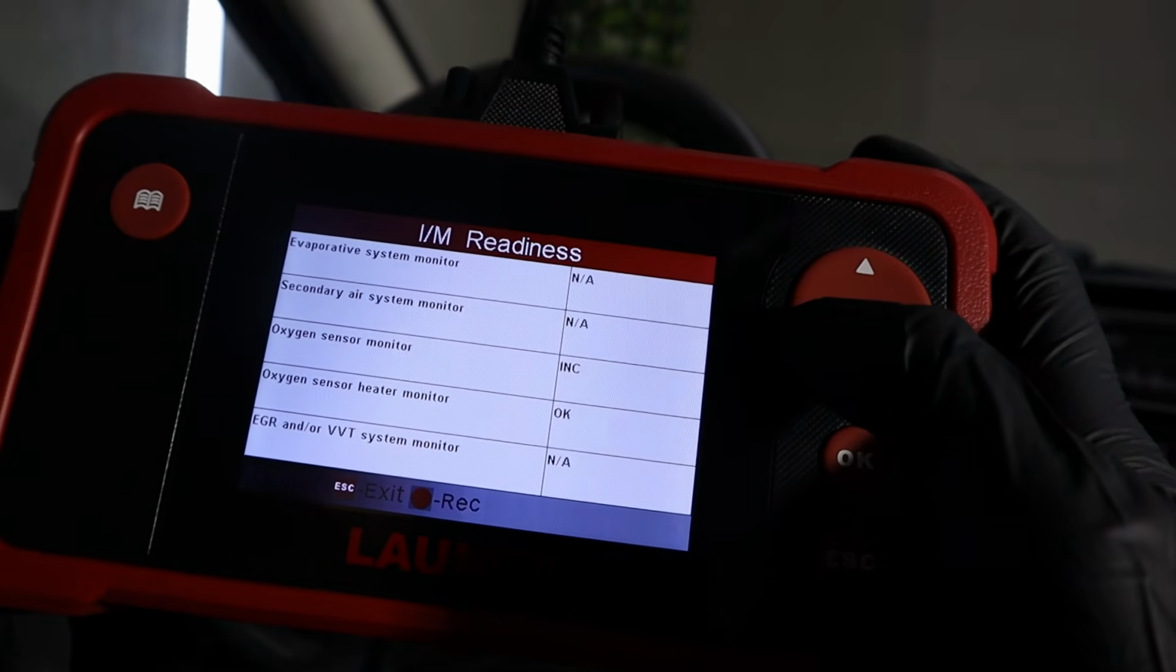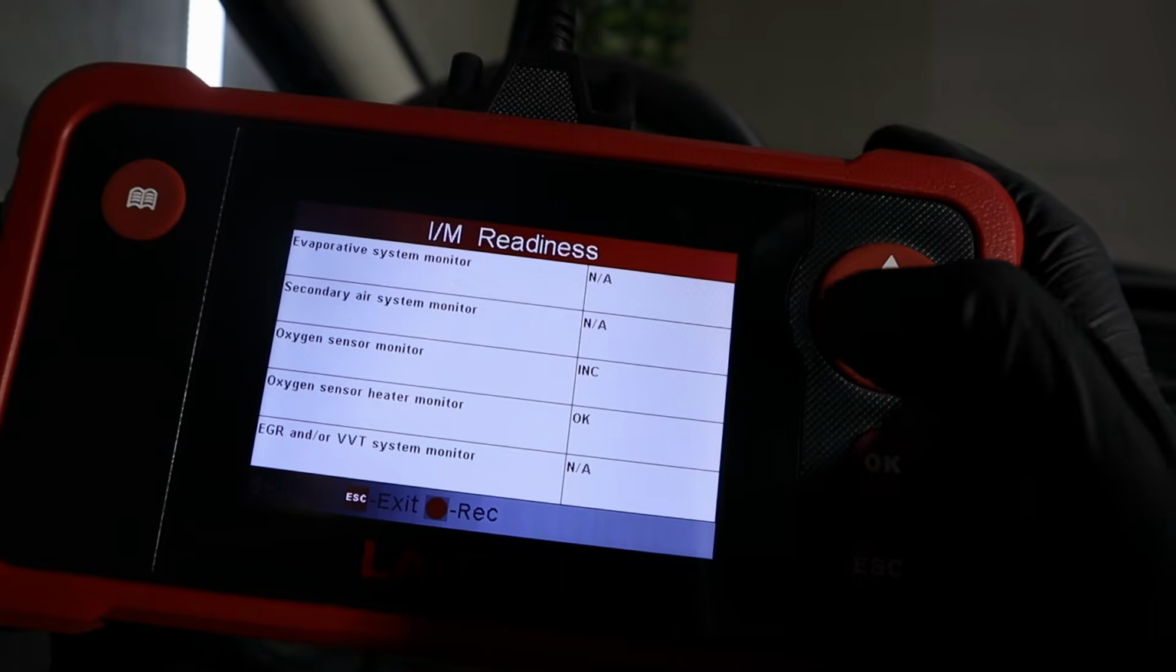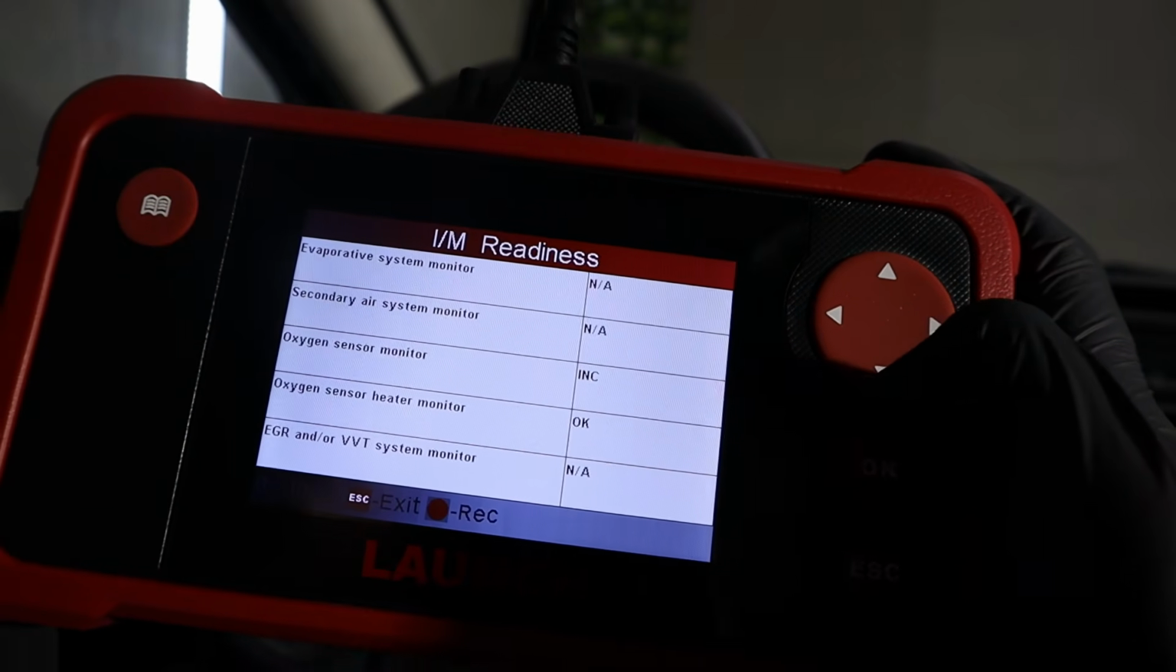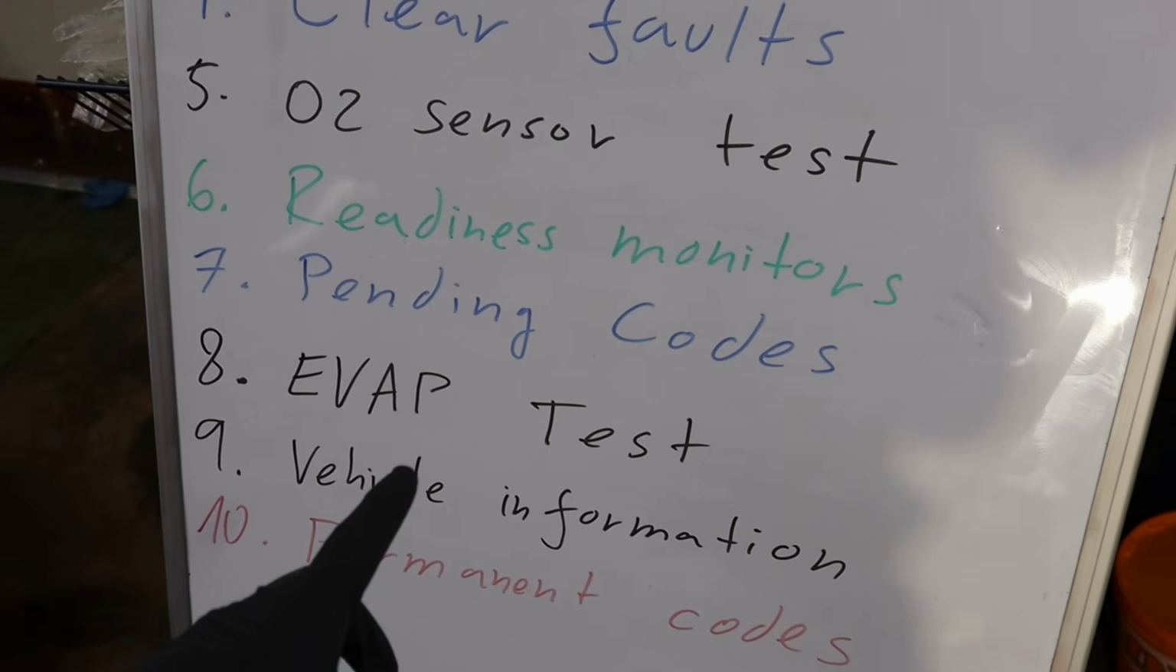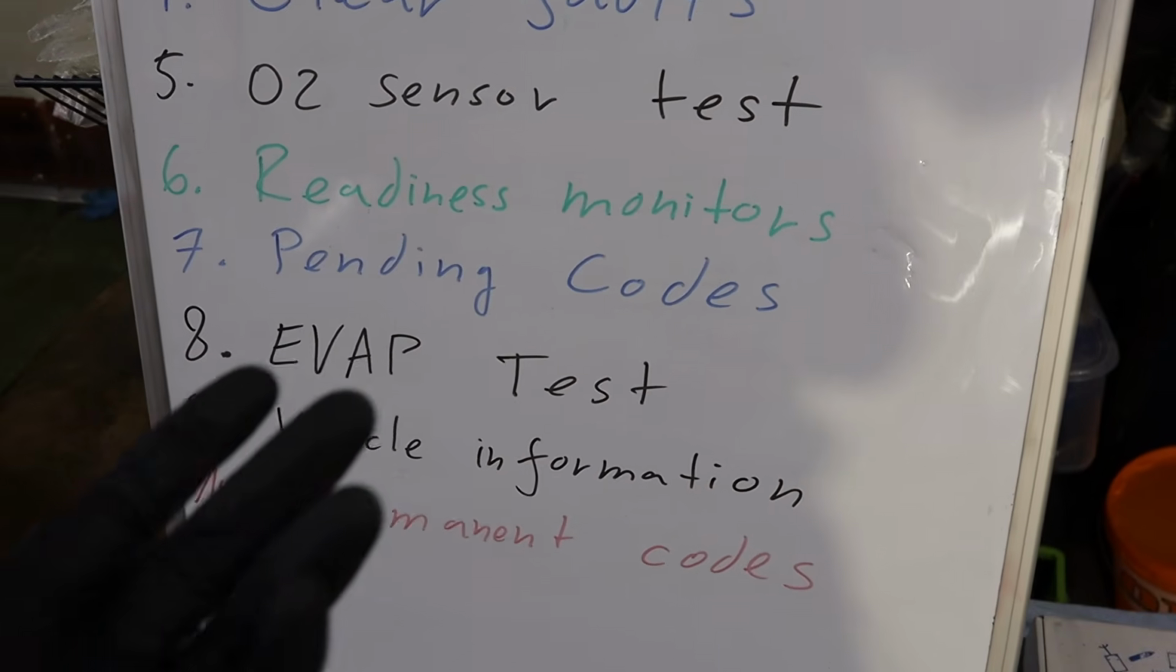I think that is because the ECU is bad, because even the live data is acting weird sometimes, and I came to the conclusion that the ECU is bad. But anyway, mode number 8, that is the evap test. That should test your evap system.